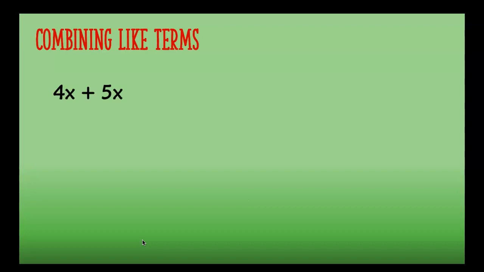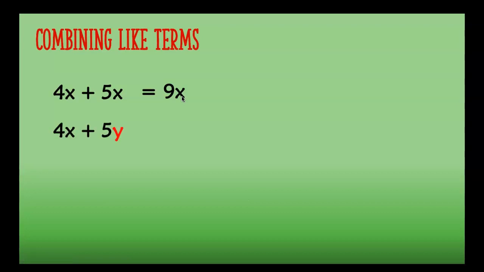Given the expression 4x plus 5x, take a look first at whether your terms have the same variable. Here, both 4 and 5 have the variable x. That means they are like terms. If they are like terms, then you can just add or subtract them. In this case, because you have a plus symbol, you are going to add. So 4x plus 5x is as simple as adding 4 and 5, which is 9, and then just copy the variable, which is x.